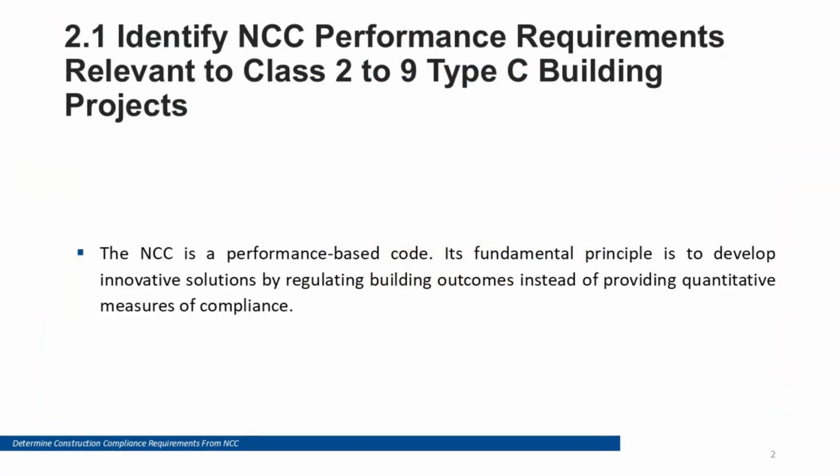Identify NCC performance requirements relevant to Class 2 to 9 Type C projects. The NCC is a performance-based code. That means the focus is on achieving required outcomes, rather than only following one fixed method. The key idea is to understand the required performance first, then select a compliance approach that proves the building meets those outcomes.